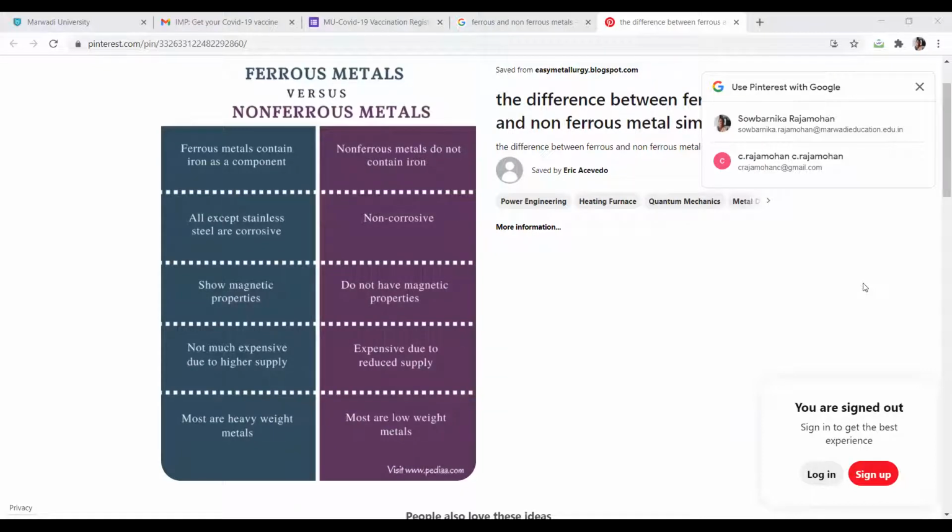And when I say non-ferrous metals, the name itself indicates it does not have iron in it. Okay, so non-ferrous metals do not contain iron. They are non-corrosive. They do not have magnetic properties, and they're expensive because of the reduced supply. Because now Jay Mehta has put in the chat box nickel, aluminium, so they are all rare. These metals are rare. Okay, and they are mostly low weight metals. Okay, so this is the basic difference between the ferrous and non-ferrous metals.